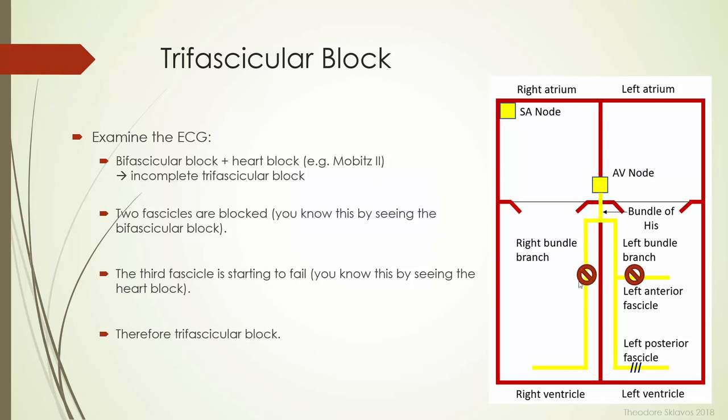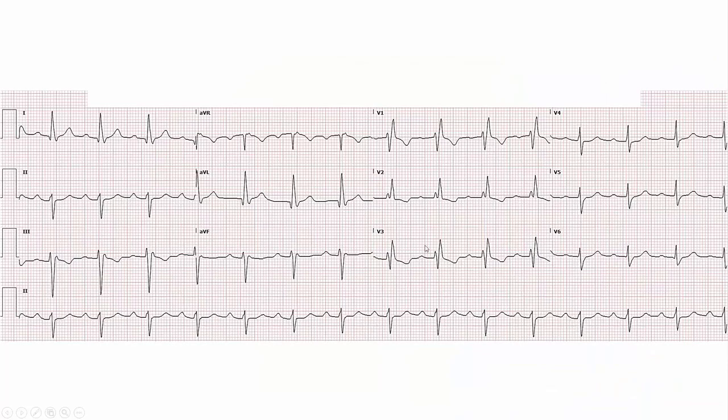So you've seen your RSR pattern, you've seen your left axis deviation, and then you notice there's a prolonged PR interval as well. Now you know your one remaining fascicle is also failing. Okay, so all three fascicles have disease in them. You call this trifascicular block. Let's see what it looks like on the ECG.